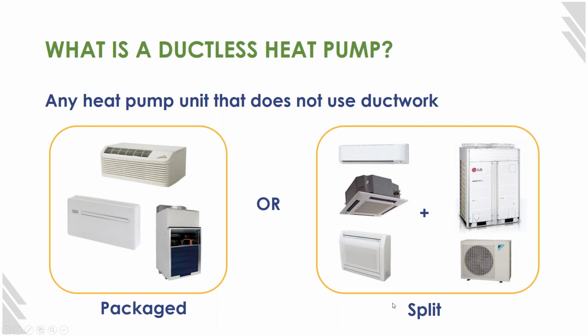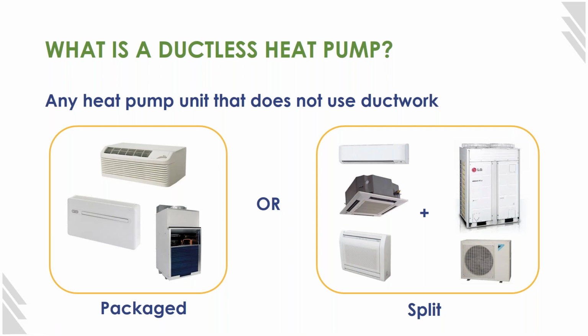And a split system is going to consist of an indoor unit, or sometimes many indoor units, and then some sort of outdoor unit. And most of the time, you're going to have refrigerant running between them. So everything is all self-contained in a packaged system, and then the systems are split apart in split systems, and we'll see examples of each of these.